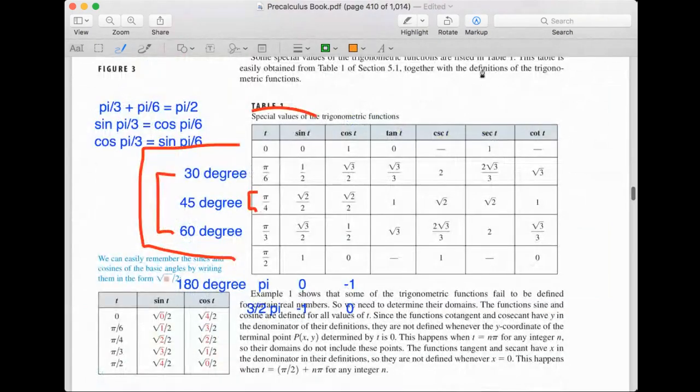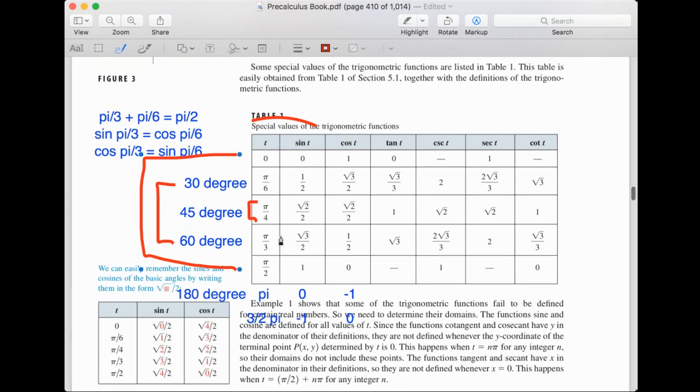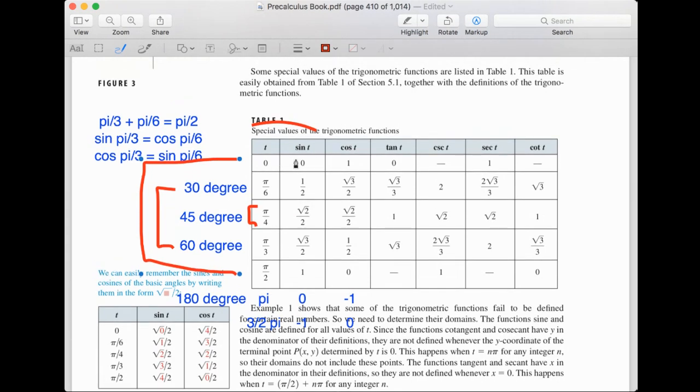And we have this important table to remember. We have 0, pi over 6 is 30 degrees, pi over 4, 45 degrees, pi over 3, 60 degrees, pi over 2, 90 degrees. I did not write 90 degrees here. Then pi, 180 degrees. 3 pi over 2, 270 degrees. There are some special values. Sine 0 is 0.